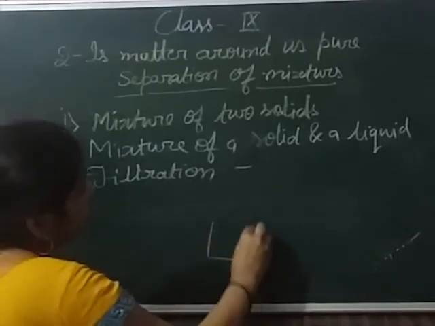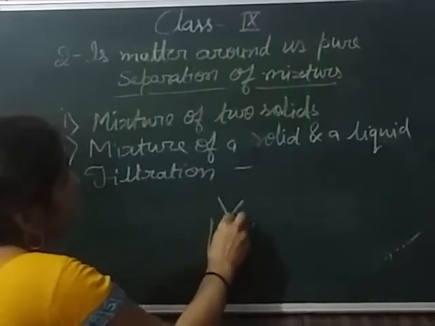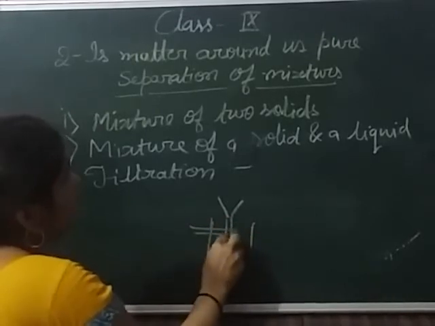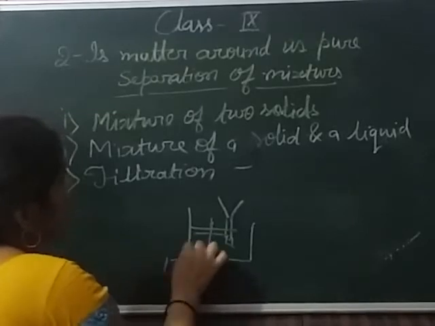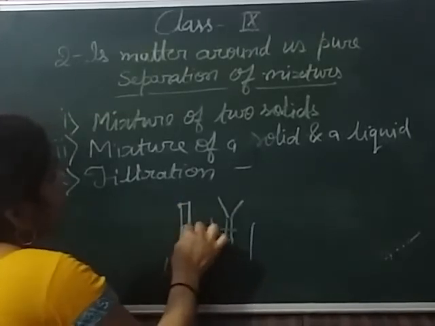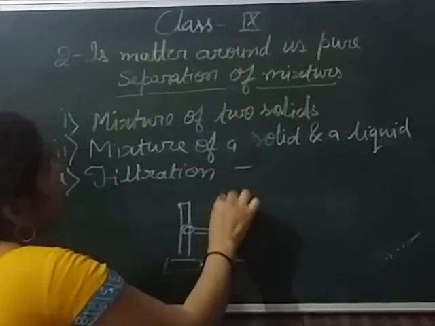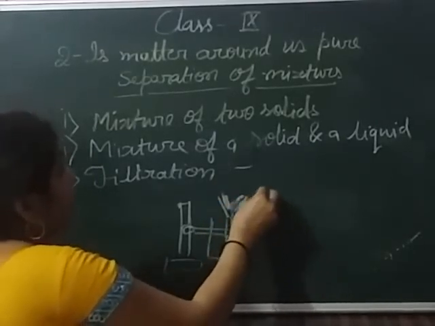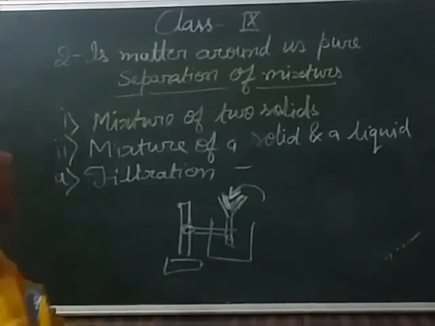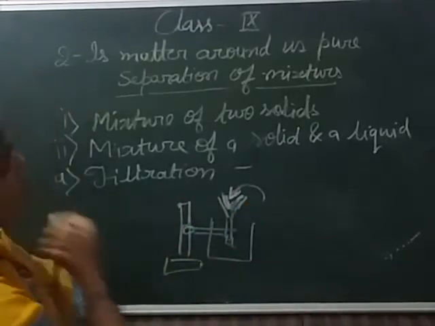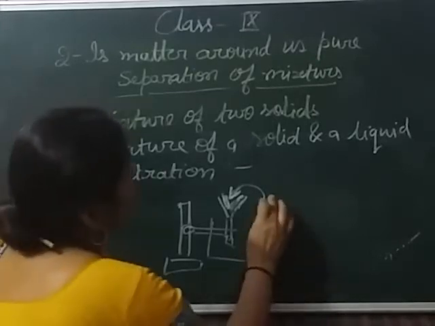In this filtration technique, this is the beaker. In this beaker we will fit the conical flask with the help of the stand. This is the stand. In this stand we fit the filter paper and we pour the heterogeneous mixture, for example a mixture of chalk and water, or sand and water.